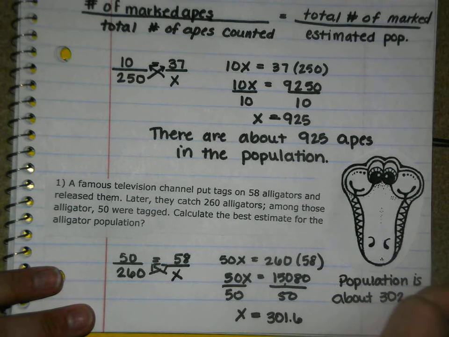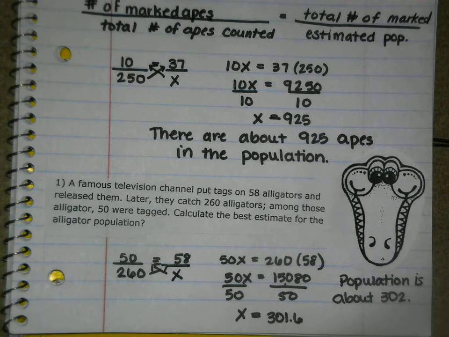So I could probably say, I would infer from this data or draw a conclusion that there are approximately 302 alligators in the population. Okay, I'm going to turn the page and you can either follow or you can pause for more time.